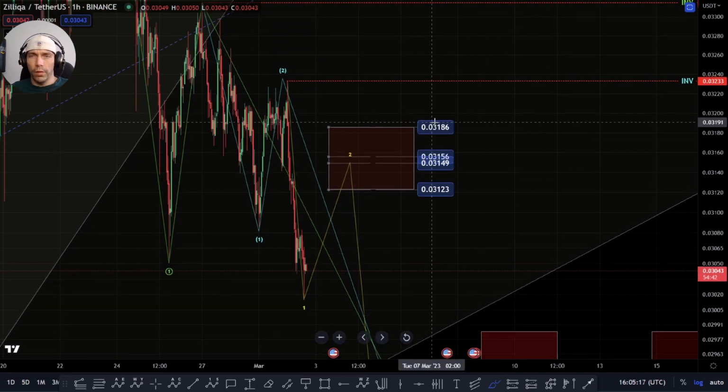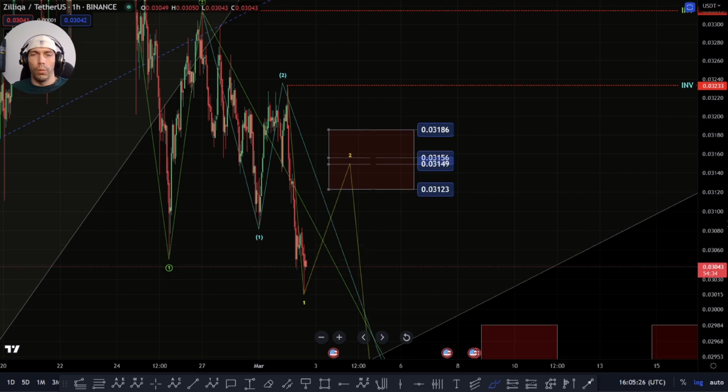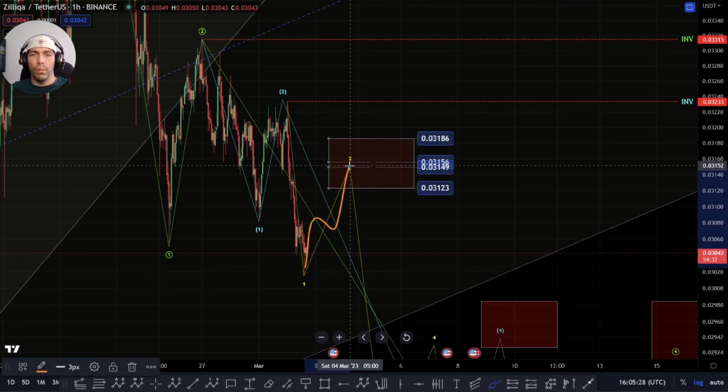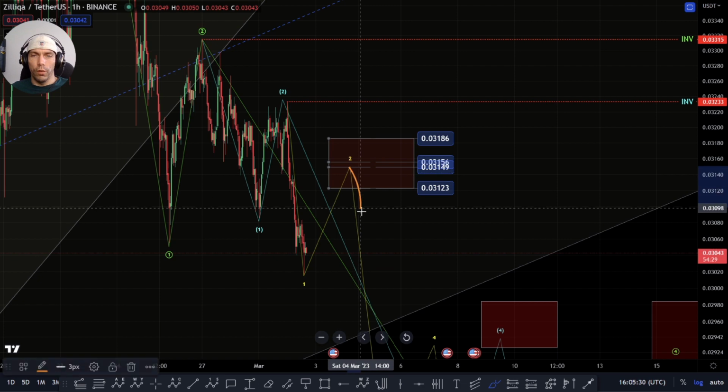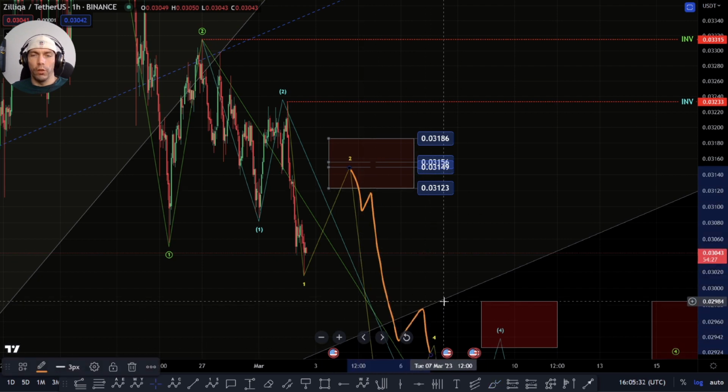This 3186 would be the 786 zone. The 50% would be this 3123. And then that golden pocket would be here between this 3149 and this 3156. If we do get a 3-wave move back up into this zone, we'd have to watch to see if we start to get a further rejection to the downside.